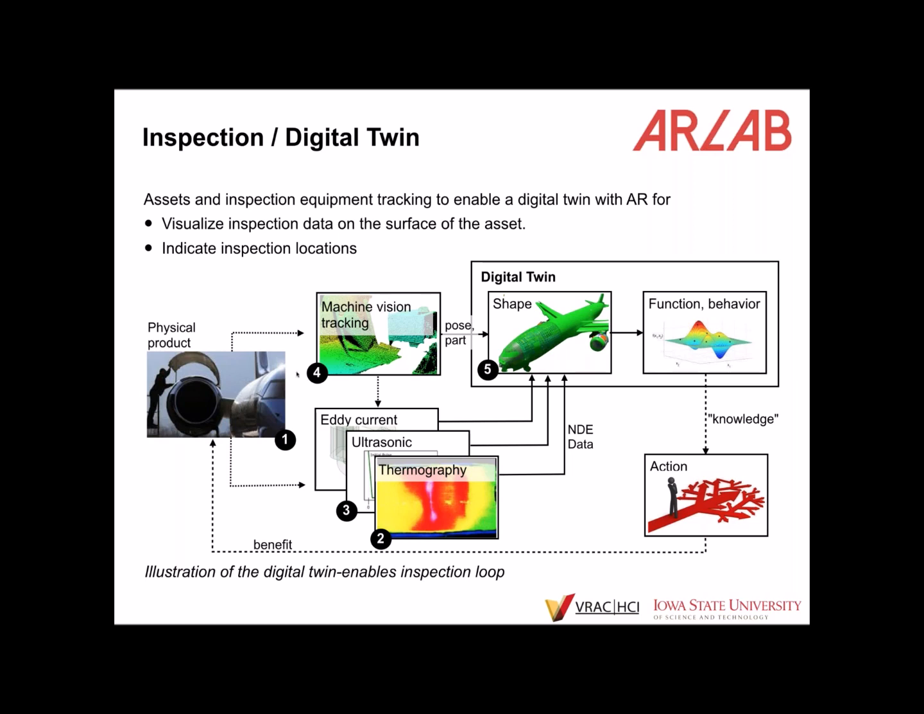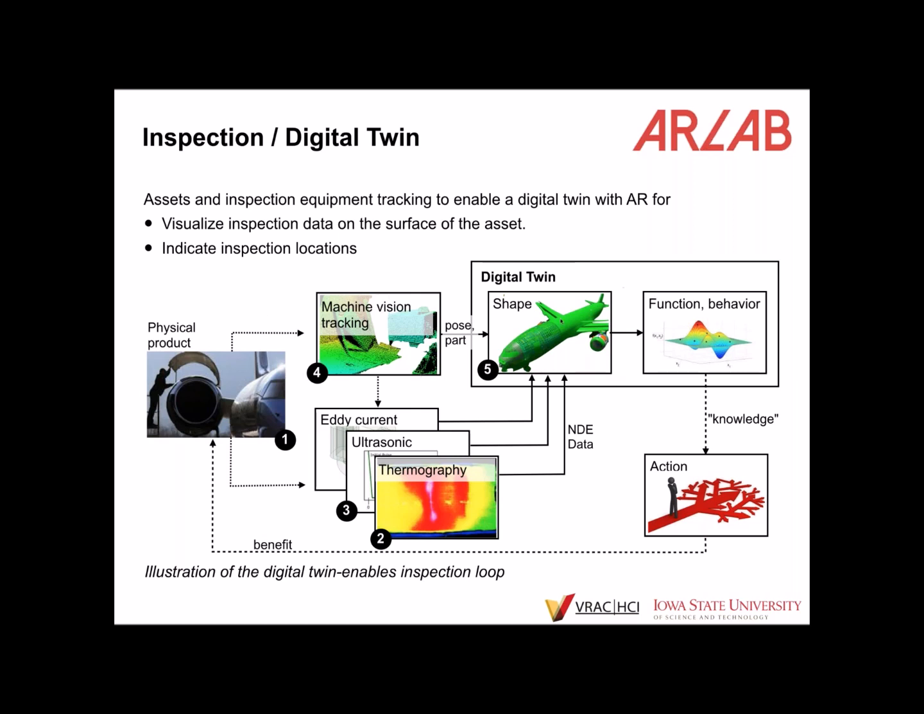So the first thing we can do is track that equipment. We can put a camera somewhere and say, okay, we track the ultrasonic probe, we track the physical asset. And this allows us to calculate the spatial relation between physical asset and probe. And when we get ultrasonic data or eddy current data or sonography data, which are the inspection techniques we work with, then we can associate this data set to the surface model, or to the shape model, of a digital twin.